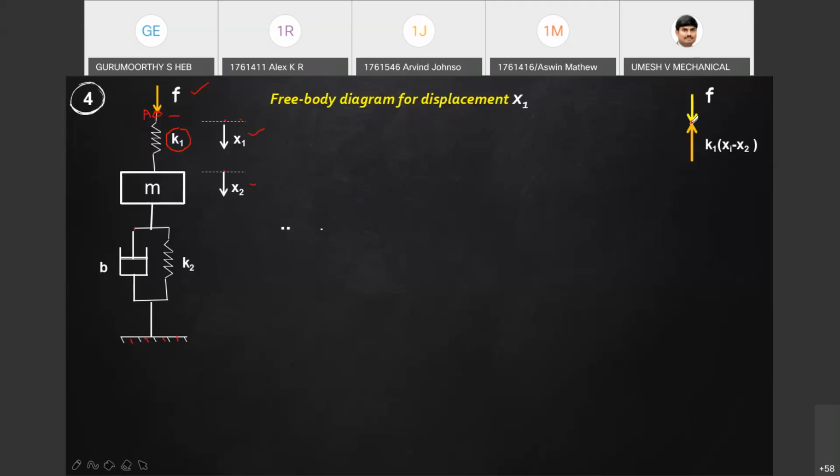Point here, just refer here. Force is equal to the downward, only external force in the first equation.